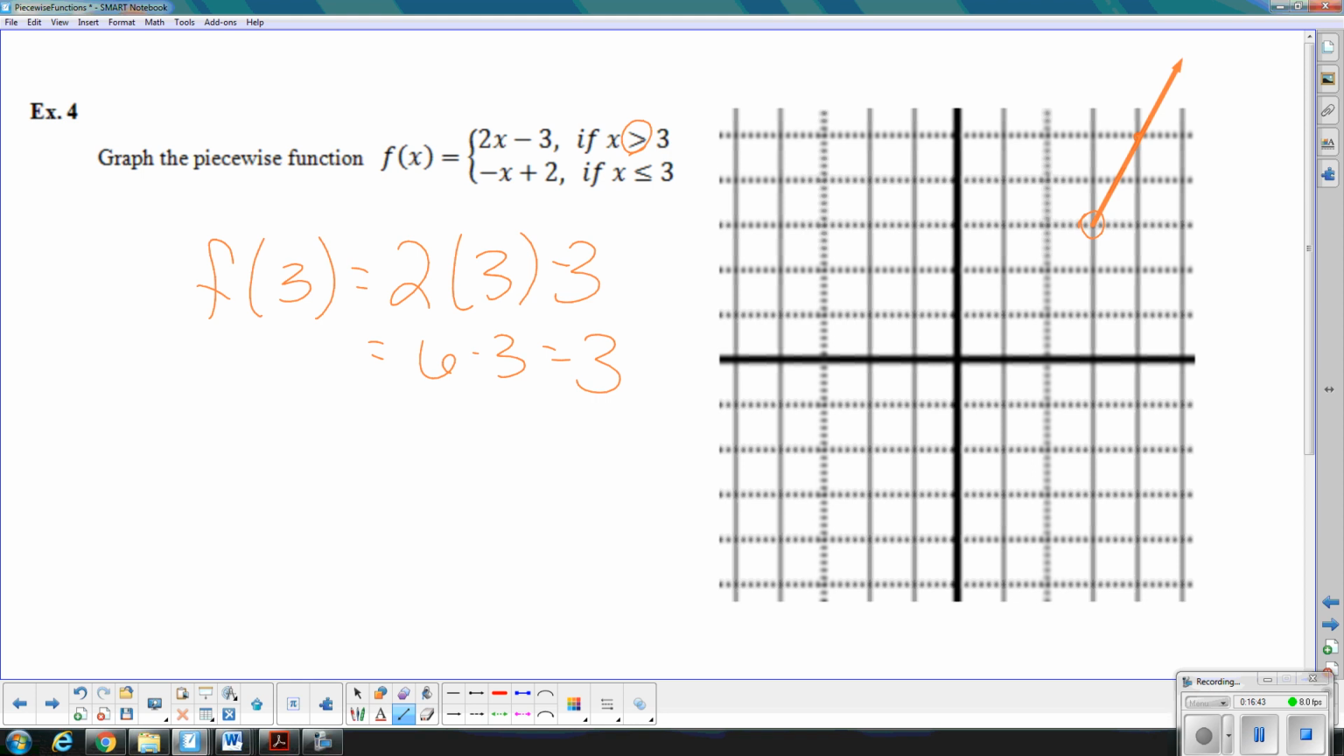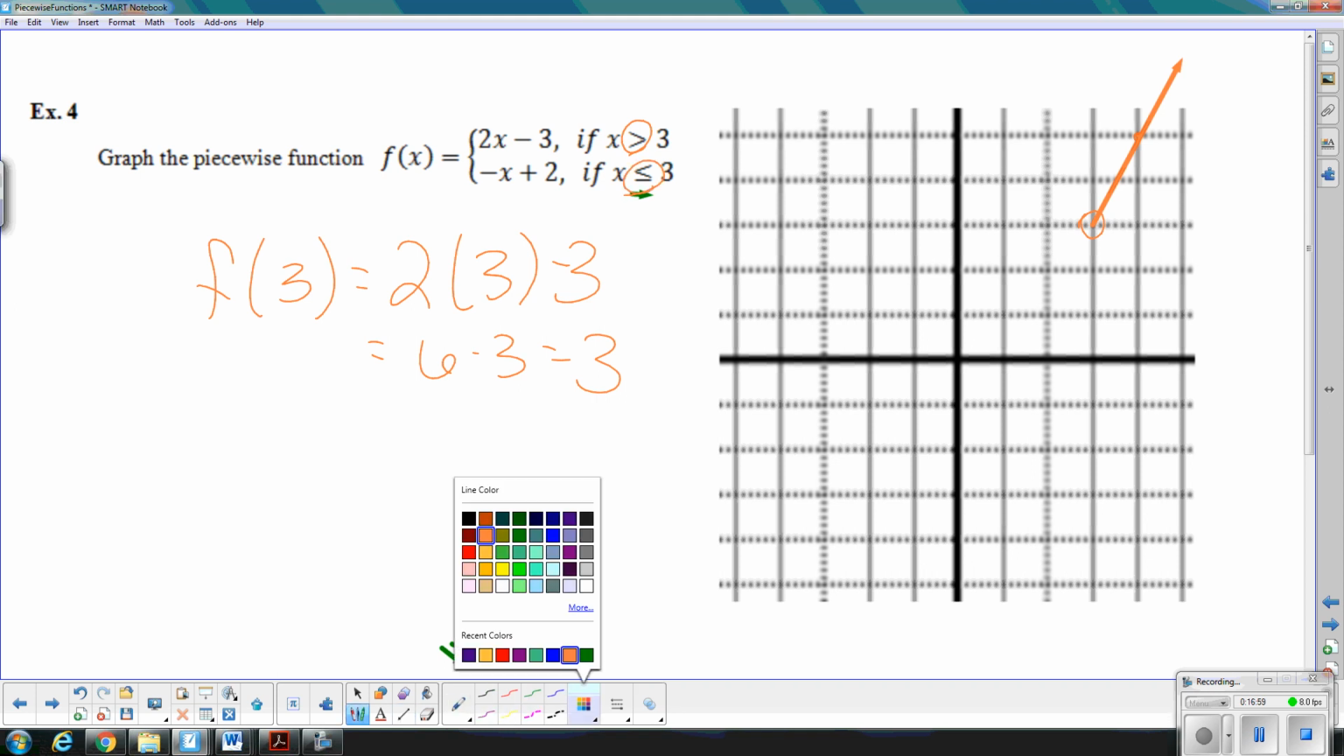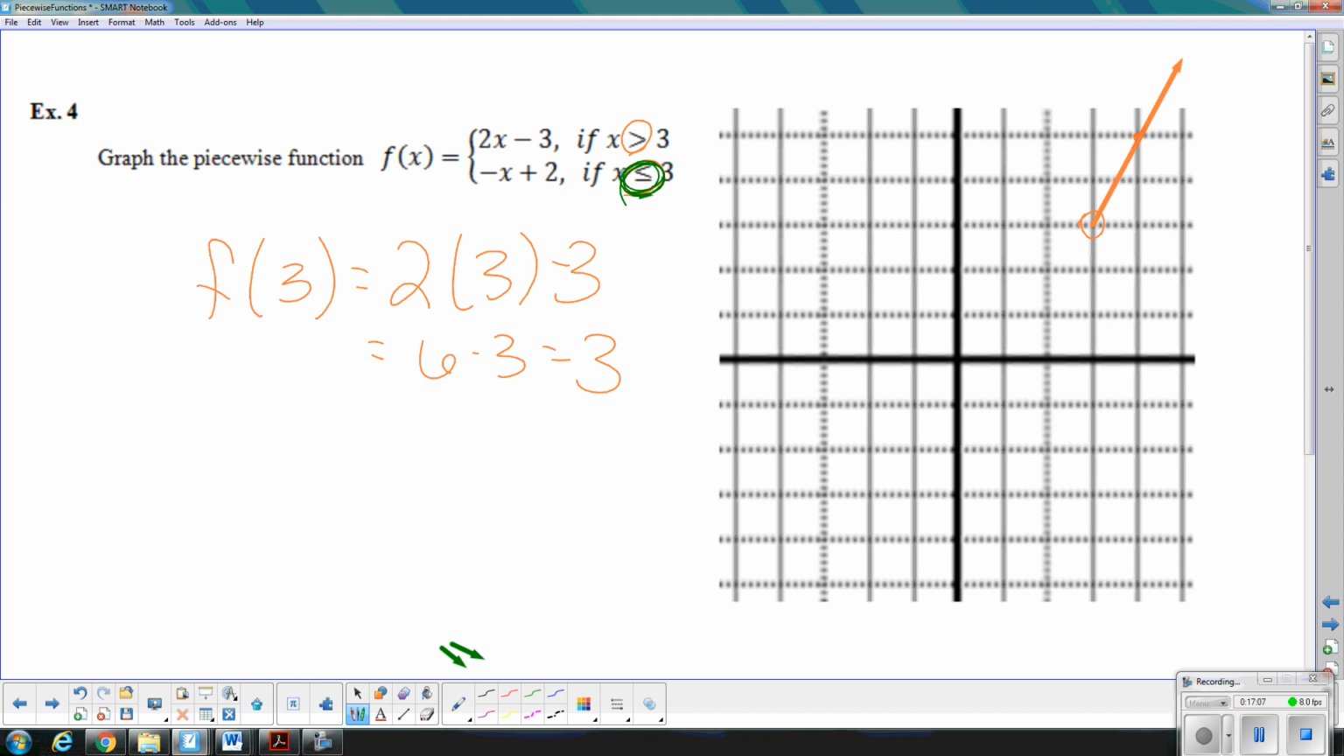For the second one, it's when x is less than or equal to 3. So we're still going to do the same thing. We're going to use 3 as our value because that's our maximum. And here we're saying it's greater than or equal to 3. So when we graph this, we're going to use a dot at the 3, but this time we're using negative x plus 2. So negative 3 plus 2, which equals negative 1. So we're going to graph that.